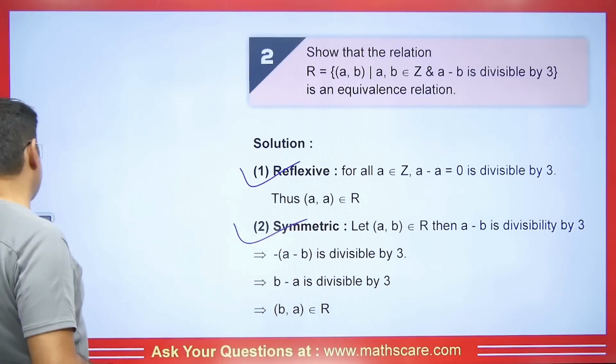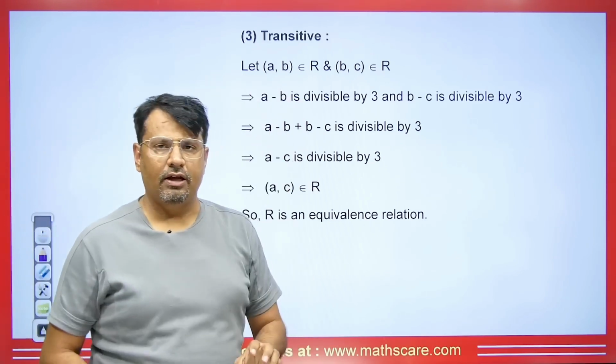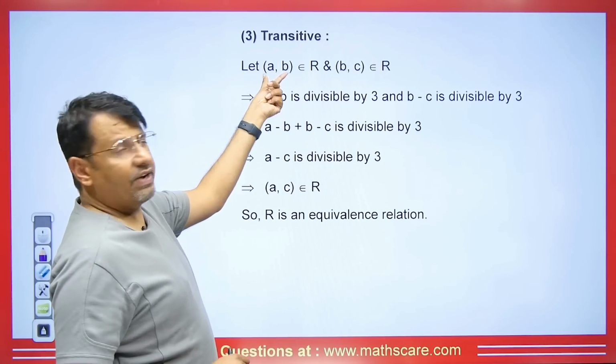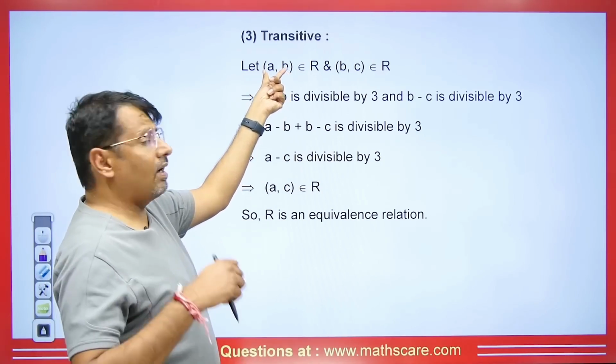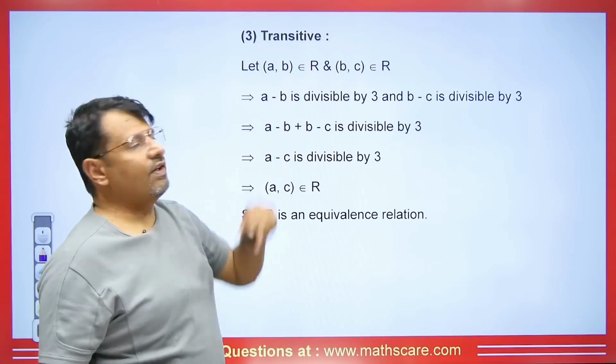Next we'll talk about transitive. In transitive, what it means is that if we have (A,B) in R and (B,C) in R, then (A,C) should also be in R. If the difference of two elements is divisible by 3, and the same holds for the other pair, then the difference between A and C must also be divisible by 3.